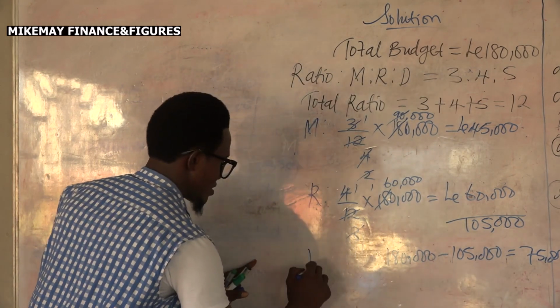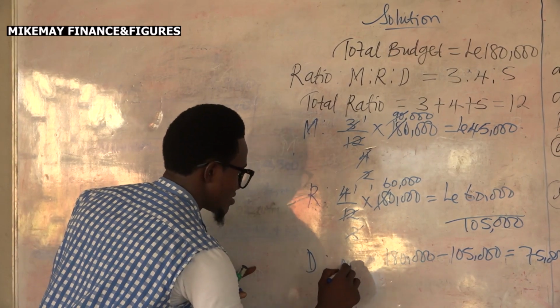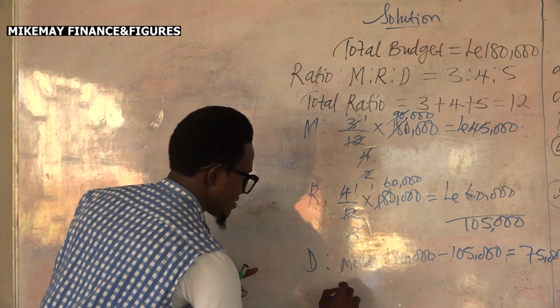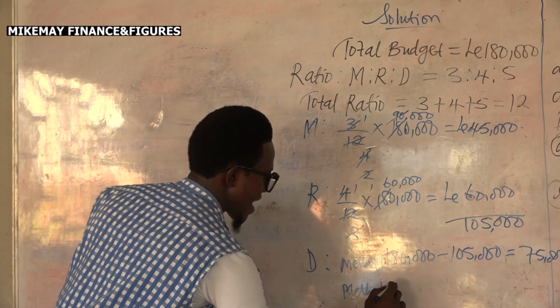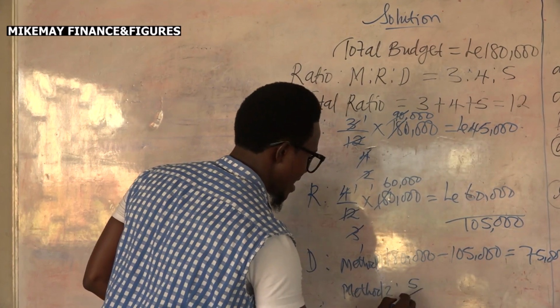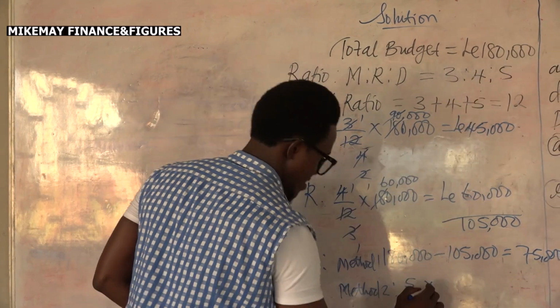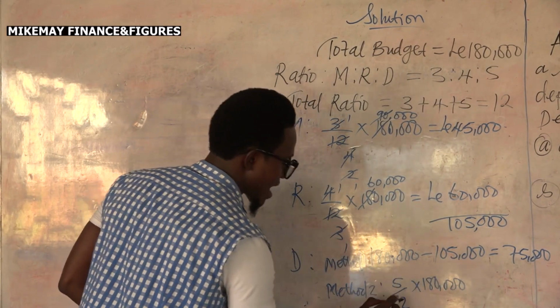Method 2, this is for development. Method 2 is by using the ratio number, which is 5, and divide by the total 12 and multiply by the total budget of 180,000. Check out.